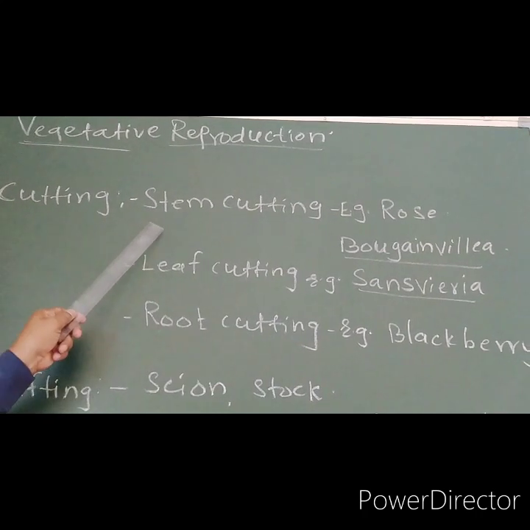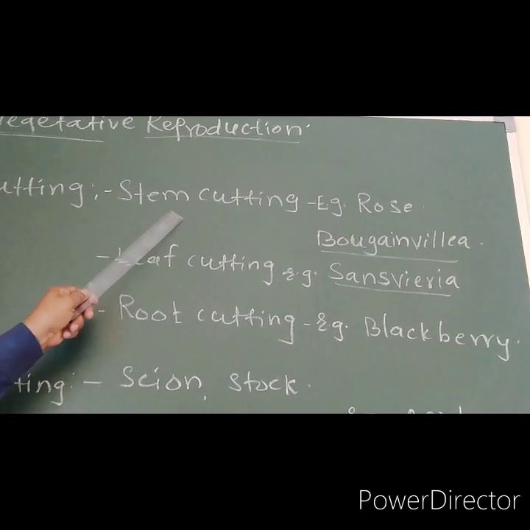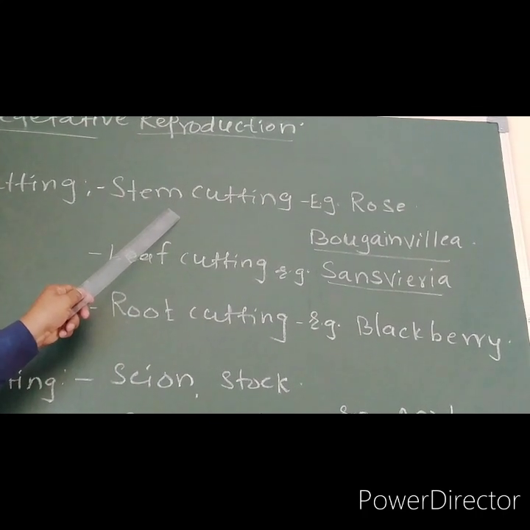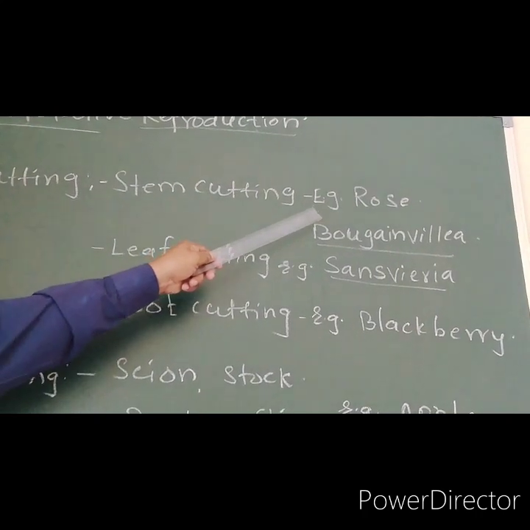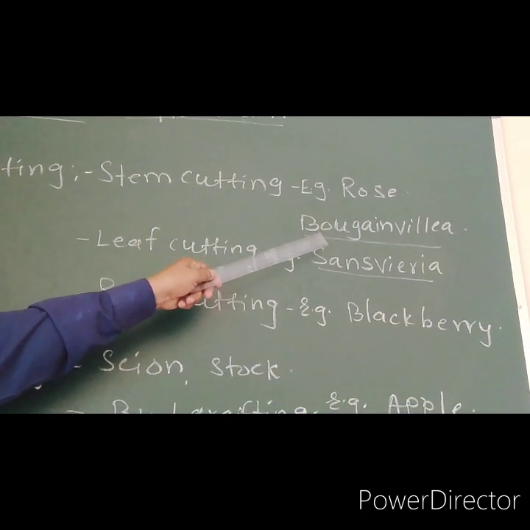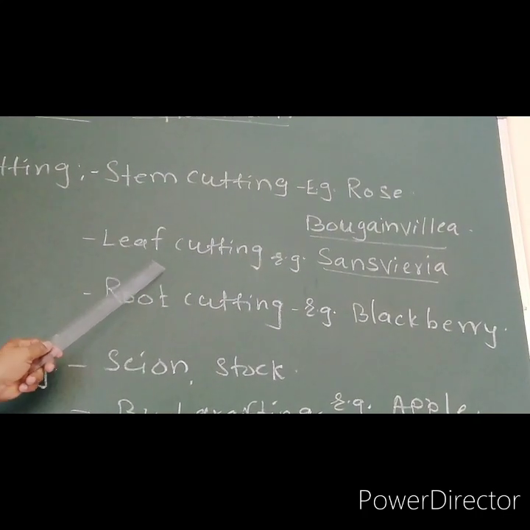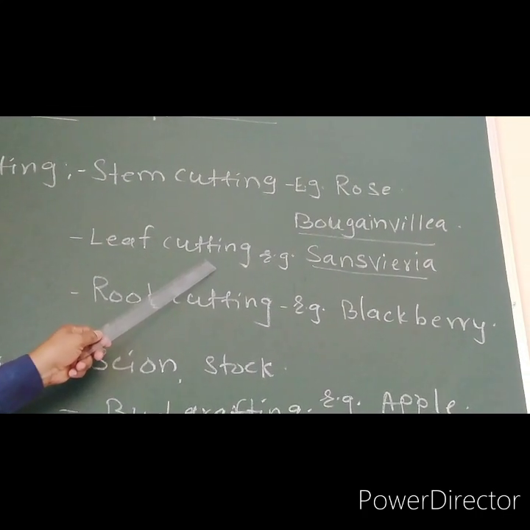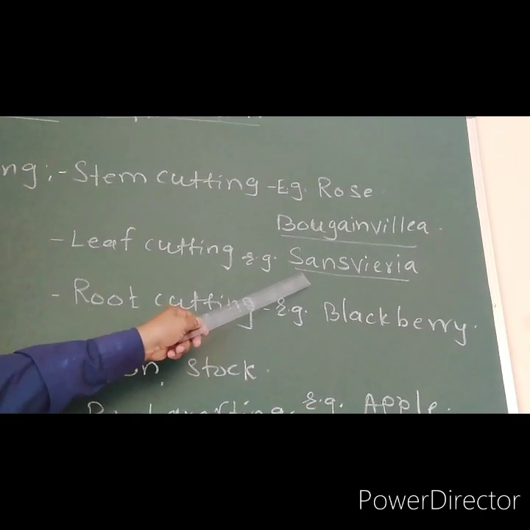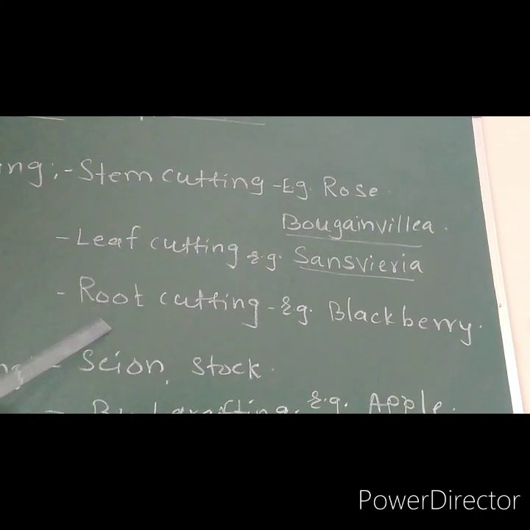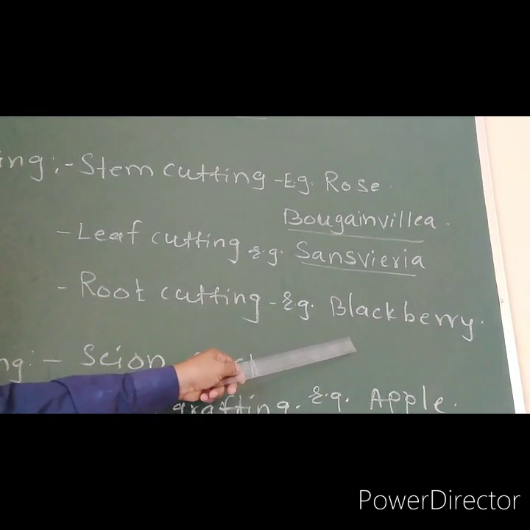In cutting, stem cutting, that is, stem is selected for vegetative propagation. Example, rose, bougainvillea. Next, leaf cutting. Example, sansevieria. Root cutting. Example, blackberry.